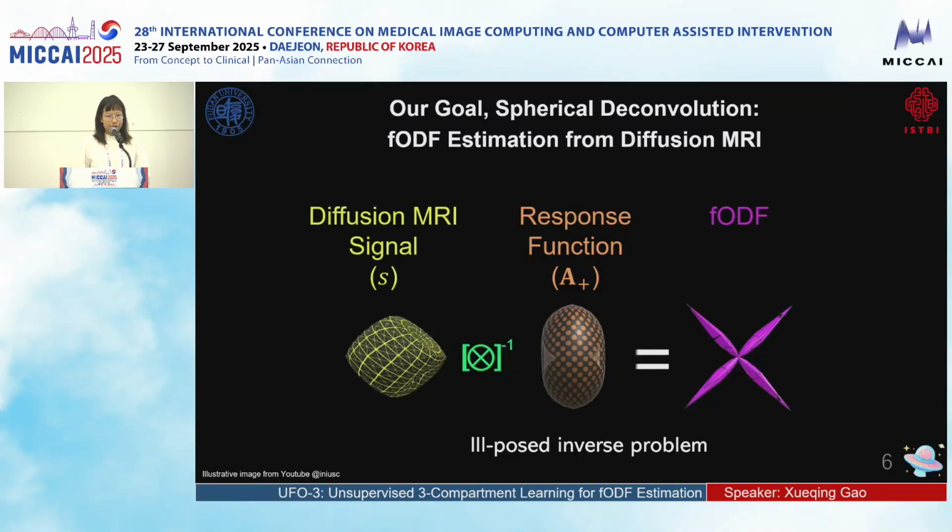Our goal is to estimate fiber ODF from diffusion MRI signal. By modeling the physics, we get the response function. Since the response function is complex and unstable, the solution isn't unique, so it illustrates an inverse problem.